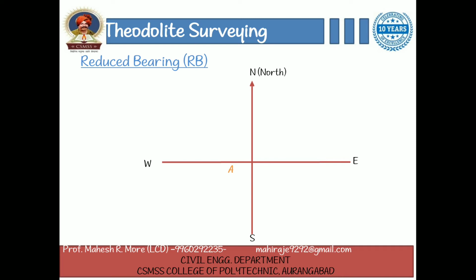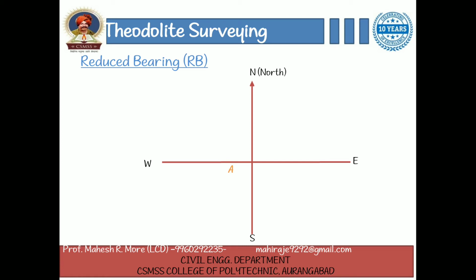This system consists of four quadrants. That is, the first quadrant means northeast, the second quadrant is southeast, the third quadrant is southwest, and the fourth quadrant is northwest. The value of quadrantal bearing lies between 0 degree and 90 degree, but the quadrant should always be mentioned. Quadrantal bearings are obtained by surveyor compass.